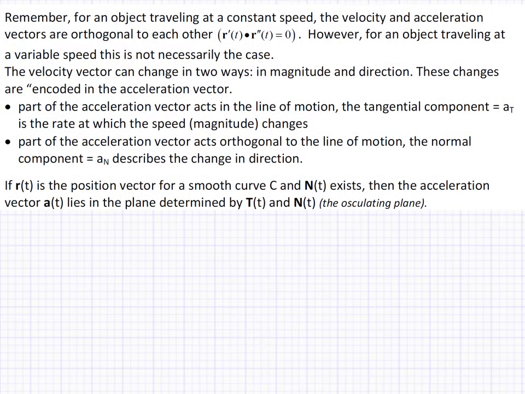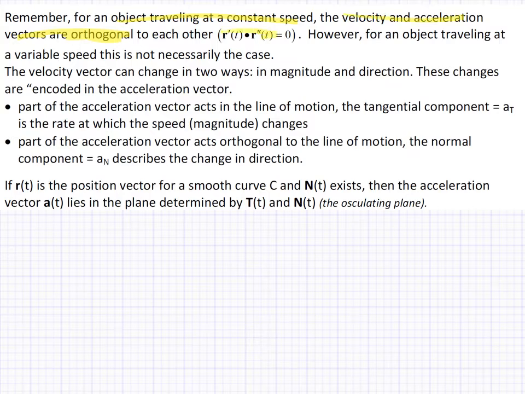All right, so now we're going to look a little bit more into the velocity and acceleration, more specifically the acceleration, now that we understand the concept of the unit tangent and unit normal vector. So a couple things just to recall: if we're talking about an object traveling at a constant speed, velocity and acceleration vectors are going to be orthogonal to one another.